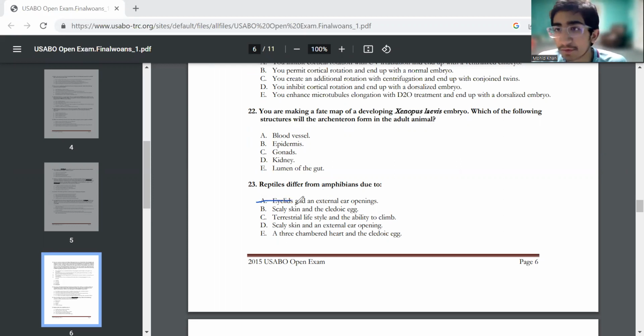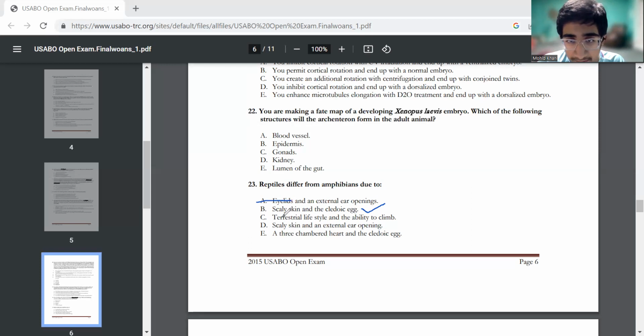Scaly skin. Oh yeah, that's kind of given with reptiles. They're much more scaly. Amphibians are much softer because they live in both water and land. And then a cladoic. I don't think that's how you spell it. I think there's an I between the E and the D, but this is the correct answer. Of course, everyone knows that snakes, lizards, they all have scaly skin. A cladoic egg is like an egg that is surrounded by like a hard shell. I think it's usually calcium carbonate, and reptiles definitely have that, but that is not present in amphibians. So I will mark that, but I'll just read the other options just to see.